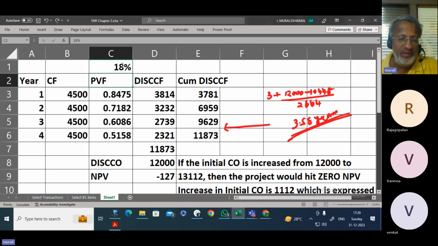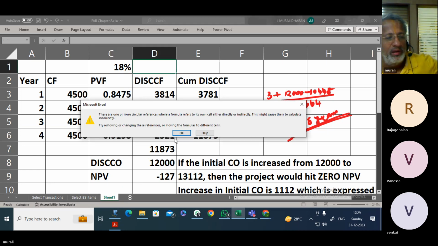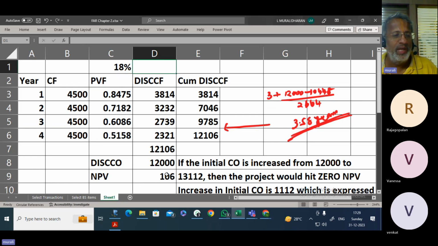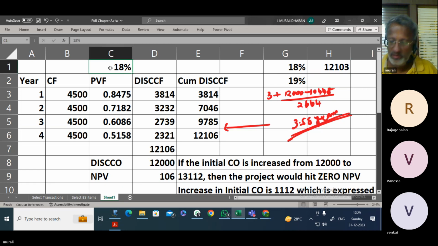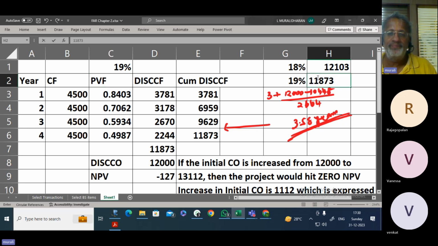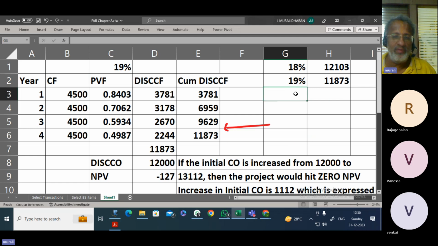So, at 18%, I am getting 12,106. And at 19%, I am ending up with 11,873. Correct? And at what percentage will I get exactly 12,000? Is the question.